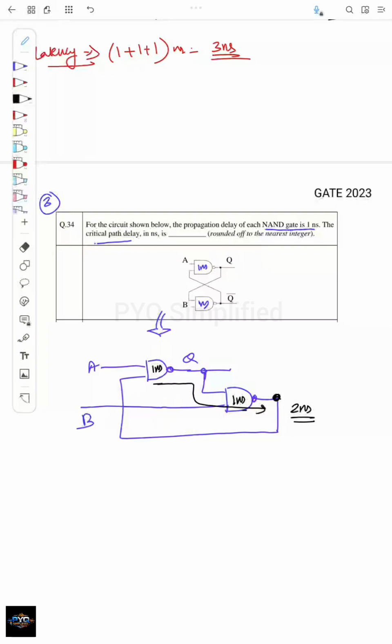So this forms the critical path, right? Whichever is the longest path, that forms the critical path. So if the data comes here as 1, that will require 1 nanosecond to reach here, and the same data to reach here will take 1 nanosecond, so totally 2 nanoseconds. So that will be the total propagation delay of the critical path. Okay, so the answer will be 2.